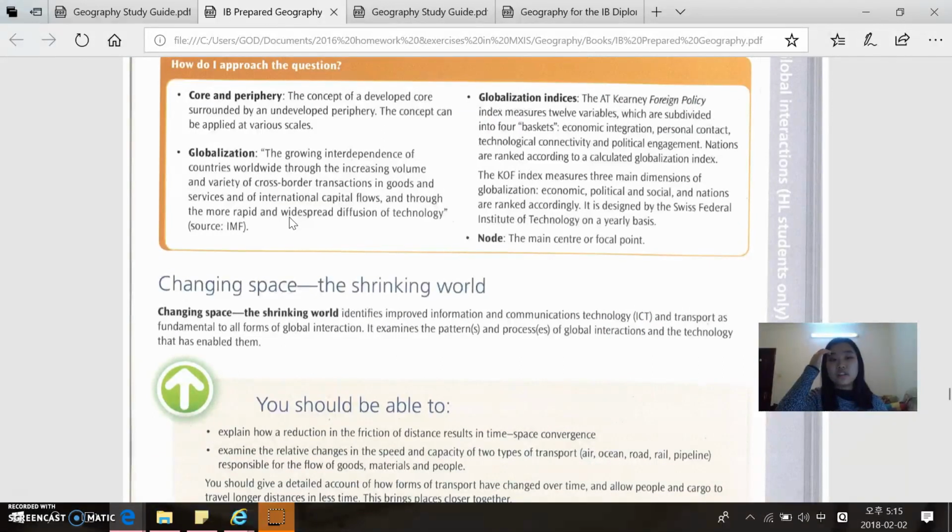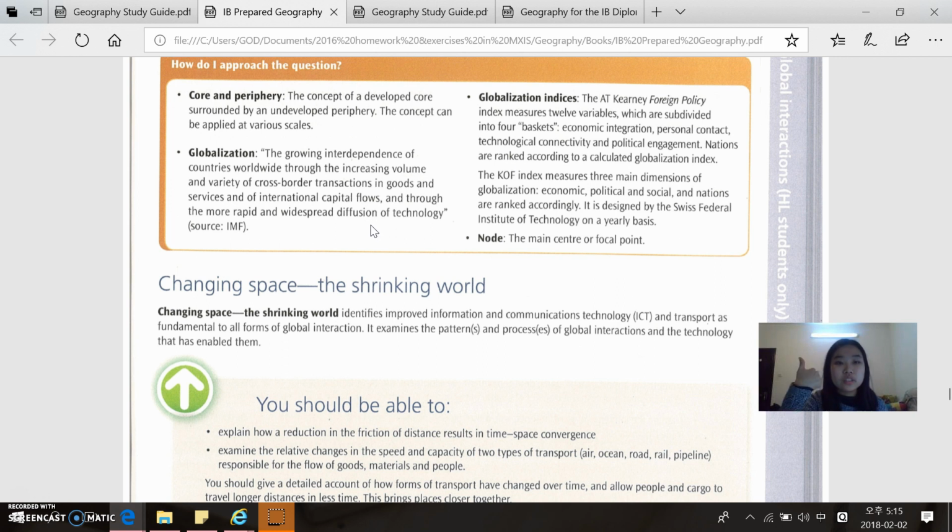And globalization, this is the really important part. Okay, globalization is the growing interdependence of countries worldwide through the increasing volume and variety of cross-border transactions in goods and services and of international capital flows, and through the more rapid and widespread diffusion of technology.